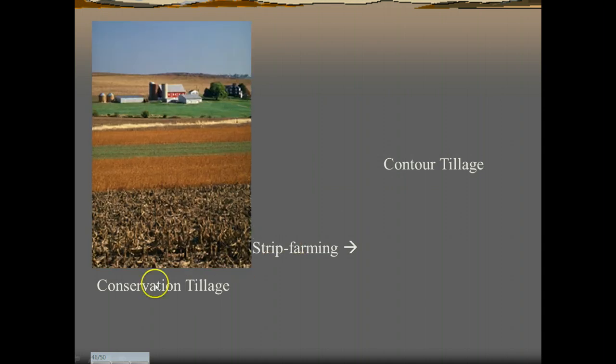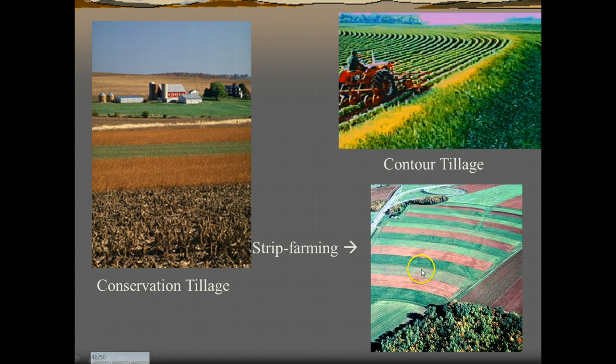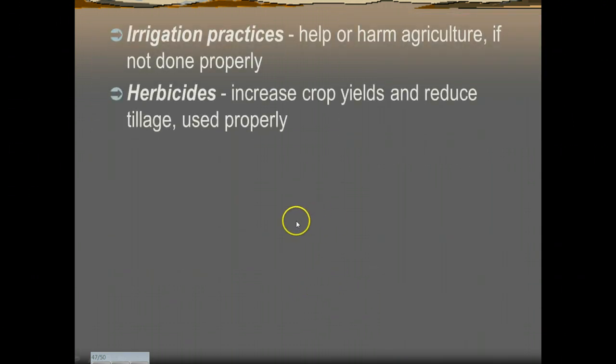Conservation tillage, here they're growing different crops. Strip farming, we go to contour tillage first. You can see the curve that often helps to prevent erosion, and then strip farming, where you see this kind of patches. These are the same crops, they're just kind of rotating through different bands and different strips, as they call it. Irrigation, depending on how it's done, can help or hurt something.